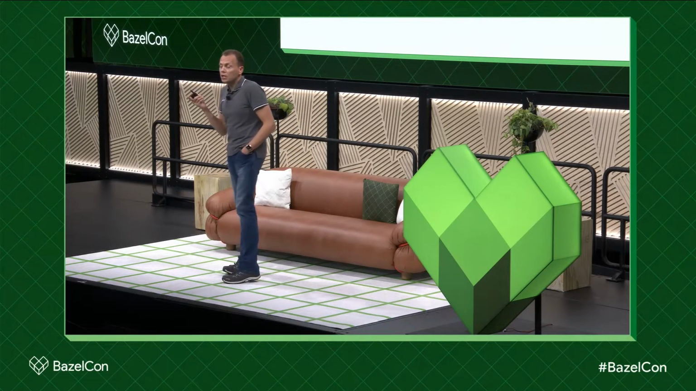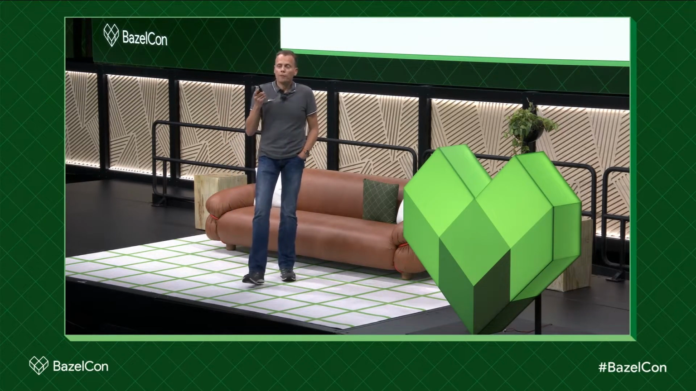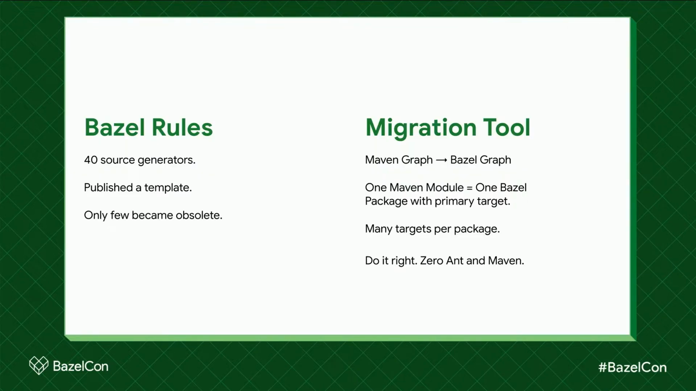So we started a journey. We had to write about 40 source generators. We had to wrap them into Bazel rules. Luckily, a lot of those source generators were written before Maven got introduced. So they already had a Java main method, and it was easy to invoke them as a process from a Bazel rule, right?